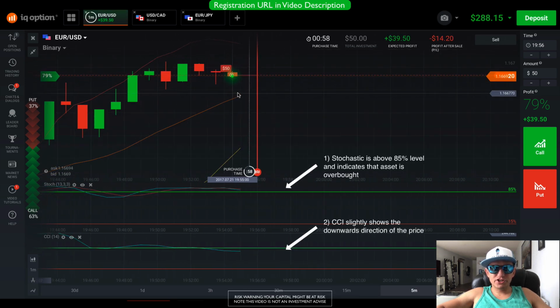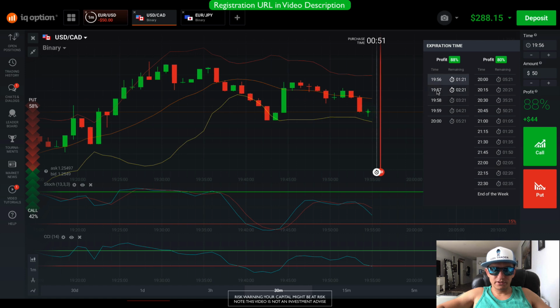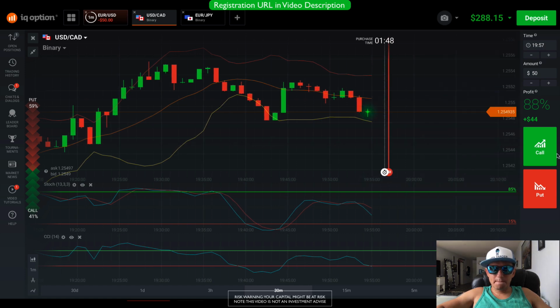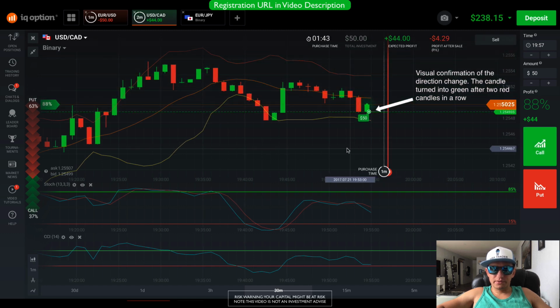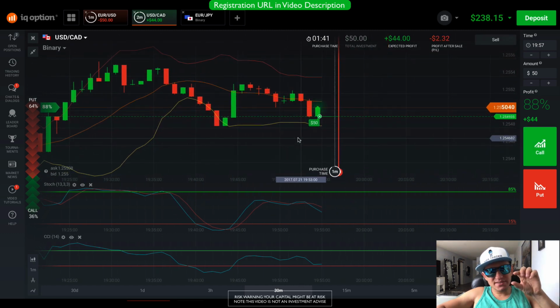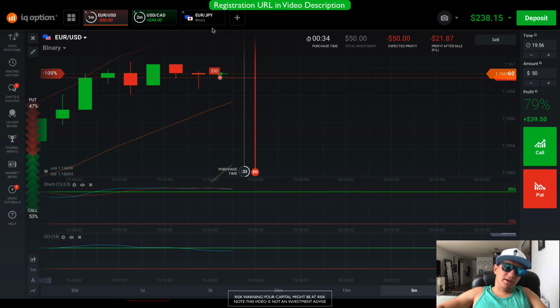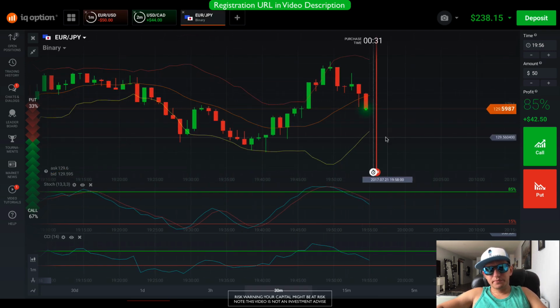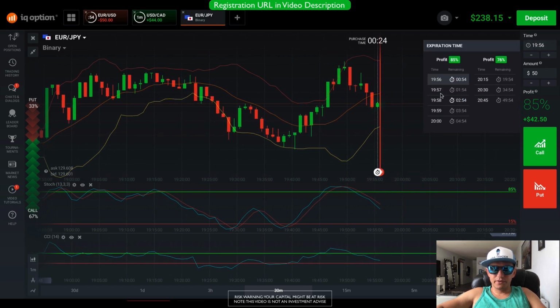Take a look at the explanations why I made this trade. I do expect the price to continue going down on Euro USD, and on USD CAD it looks like it should start going up. You see there was the confirmation by a slight change of the direction. It was green already, so that's why I think it's gonna continue going up. All right, some nice movements here as well, and looks like it's gonna reverse up.